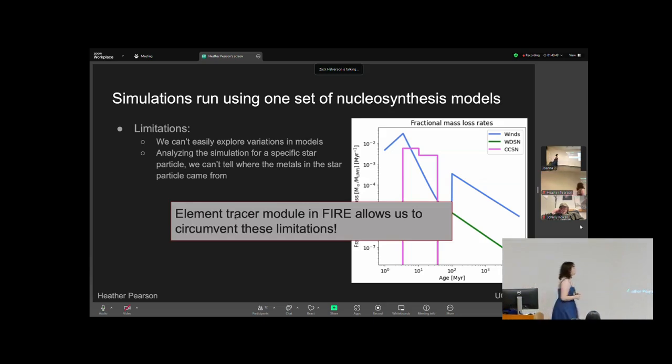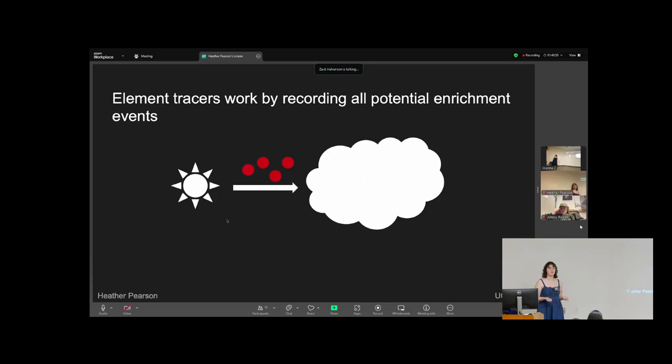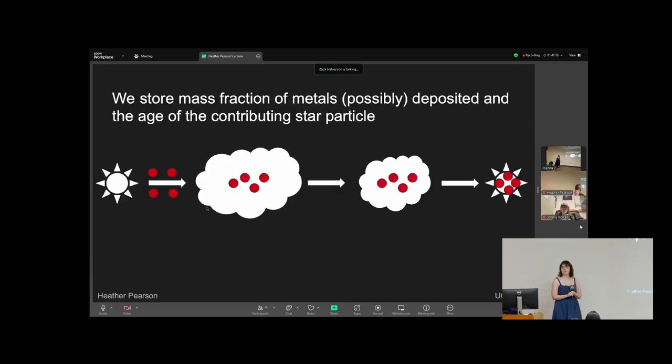FIRE actually has a module called the element tracer module that allows us to circumvent these limitations, and I'll explain how in a minute. So the element tracers work by recording all potential enrichment events. When a star particle comes close to a gas cell, it may enrich that gas cell with metals. And when this happens, we record 2 pieces of information about this potential enrichment event: the mass fraction of metals possibly deposited and the age of the contributing star particle. And then if that gas cell later collapses down into a star particle, that information is stored for every single possible enrichment event.